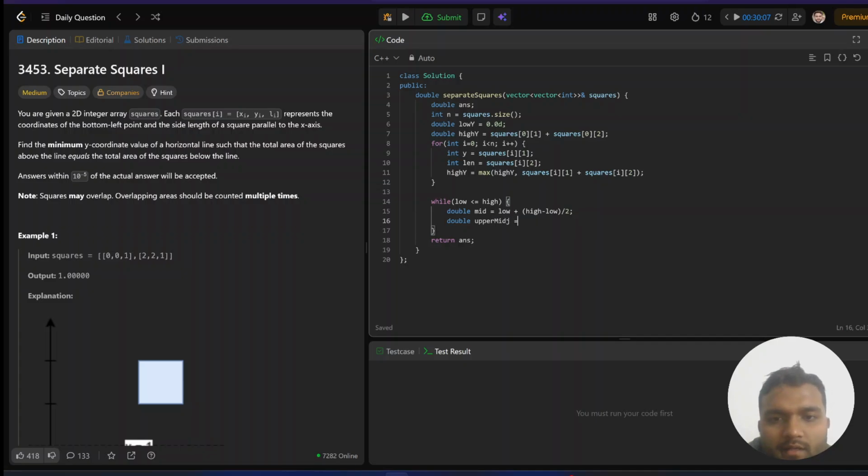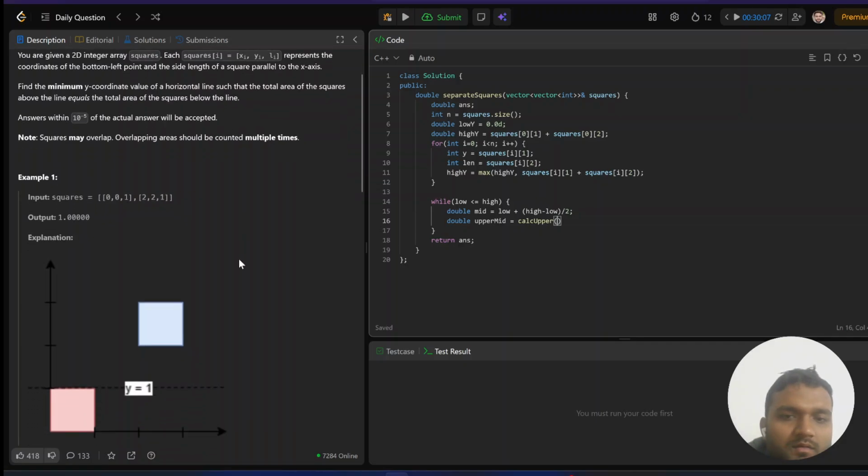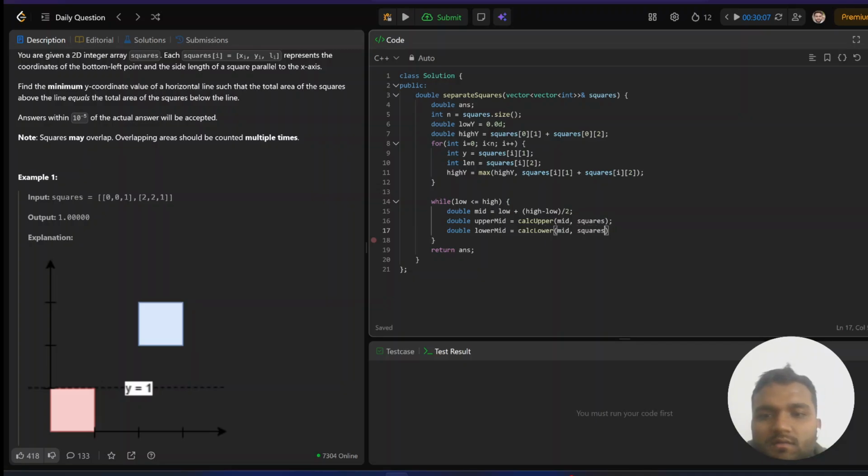Upper mid area. Upper mid will be a calculate upper function that will take our y coordinate, that is the mid, and this squares array and give me the upper mid area. And there is a double lower mid and calculate lower function which will take the mid and this squares array.